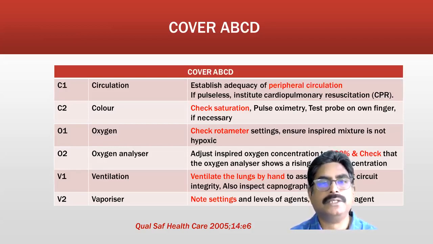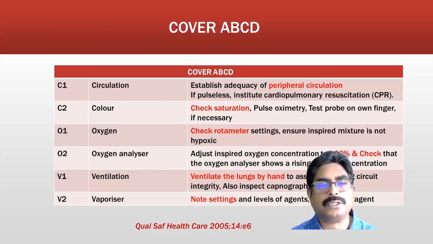Here, COVER. C: circulation and color. You check the peripheral circulation. If pulseless, you start CPR. Color: you check the saturation by pulse oximeter. Test the probe on your own finger if necessary. Then O: oxygen and oxygen analyzer. Check the rotameter setting in the flow meter. Is there any crack, leak, or shifting of the rotameters?